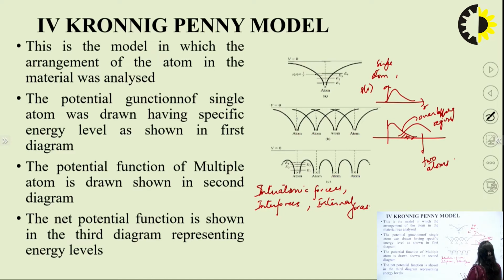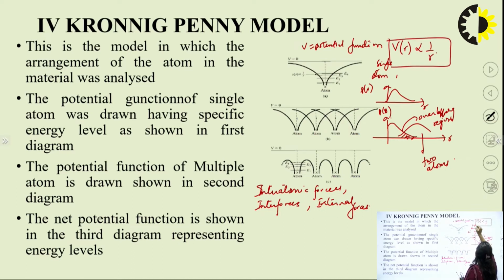In the same way we define the Kronig Penney model. This is the probability density function versus R. In the same way we define the Kronig Penney model for the potential function. This V is basically the potential function. We can see from the first figure that V equal to 0 is the reference line, and V(R) is inversely proportional to 1/R. This is very important: the potential function is inversely proportional to R. As you increase the radial distance, the potential function gets reduced from both sides.